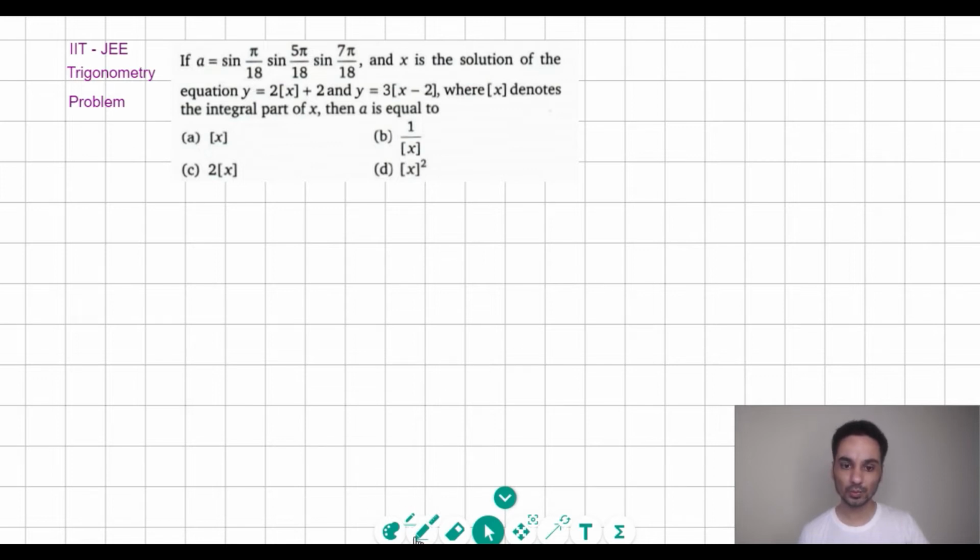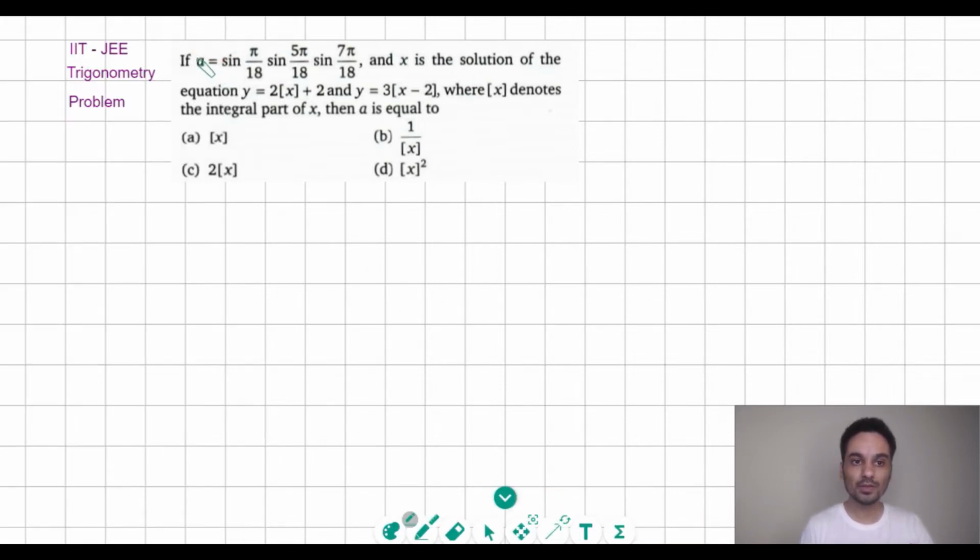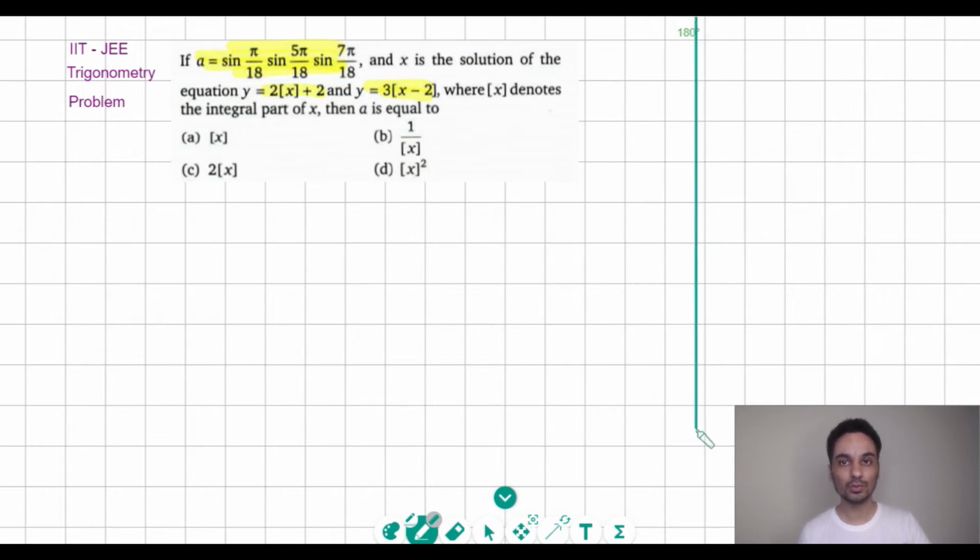Alright, so let's first look at the question and see what information we have. We are given a value a equals an expression in terms of sines, and then we have two equations in terms of y, whose solution is given by the value x. Here we are dealing with 2 to 3 different concepts, and let's first write those concepts.